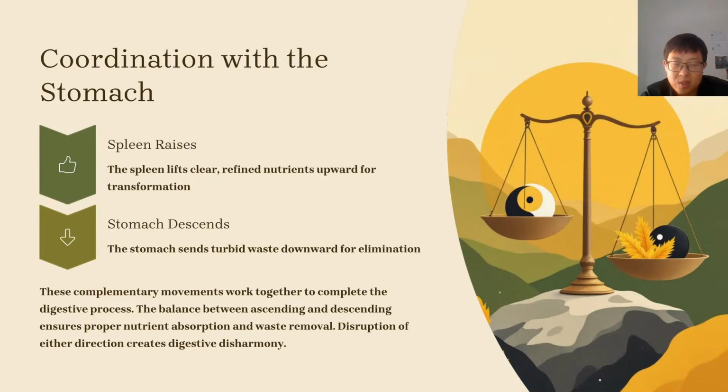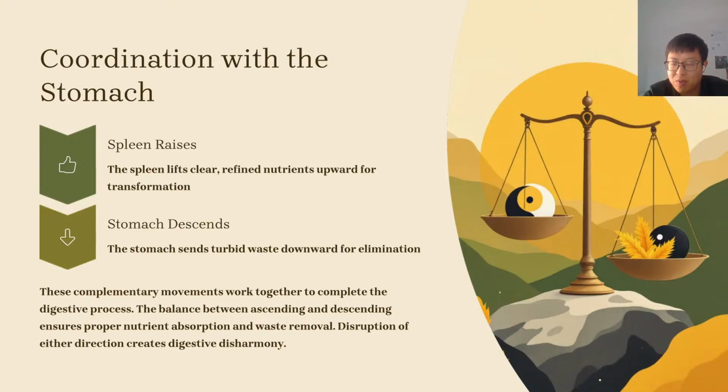So, the coordination with the stomach. The ascent of the clear substance represents the spleen's transformation and transportation function. These functions work together with the stomach's downward movement. The two movements are opposite in direction, but complementary in function. When ascent and descent are coordinated, digestion and absorption proceed smoothly.